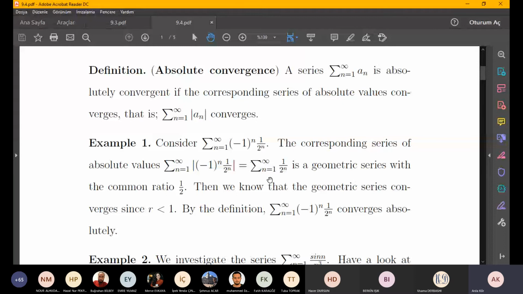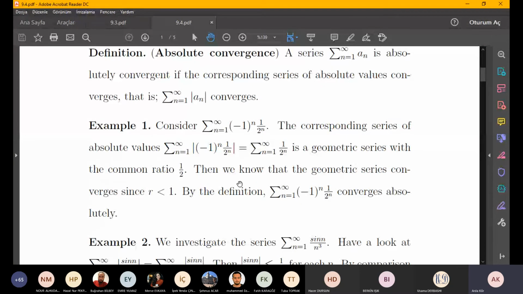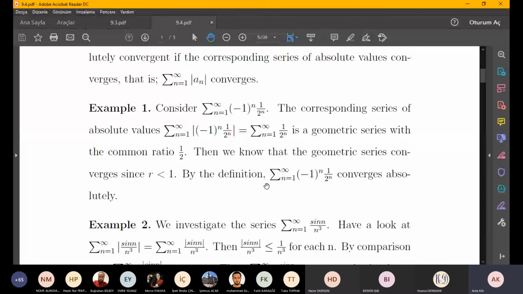This is a geometric series with common ratio 1/2, which is a value between -1 and 1. That says the series is convergent. Again, we know that sum is equal to 1. So you conclude that your series with general term (-1)^n times (1/2)^n converges absolutely.